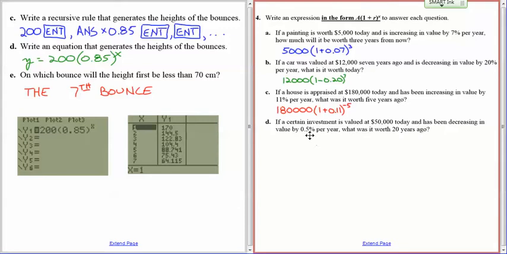And this one's similar. If a certain investment is valued at $50,000 today and has been decreasing in value by 0.5% per year, what was it worth 20 years ago? Again, we're going back in time here. That's why the negative exponent, 20 years ago. And it's been decreasing by 0.5%, and this is its value today.